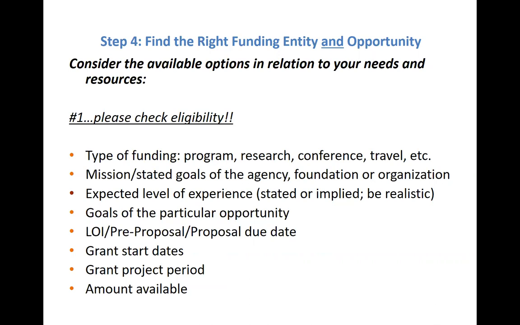And then going back again to eligibility, you're going to look at the expected level of experience, stated or implied. You want to be realistic with that, and make sure that you're not doing something that you have more experience than is actually needed, but you're not also getting in over your head. The goals of the particular opportunity, do they meet your goals? Again, whether or not they want a letter of intent, which means that you have to send in a letter that basically says that you were going to apply for this, or a pre-proposal where it's usually in 2 stages, and you send in a pre-proposal and they say that you can apply to the full grant.